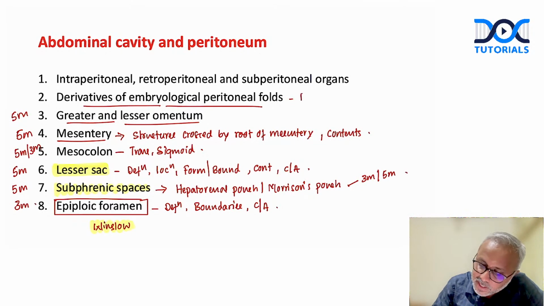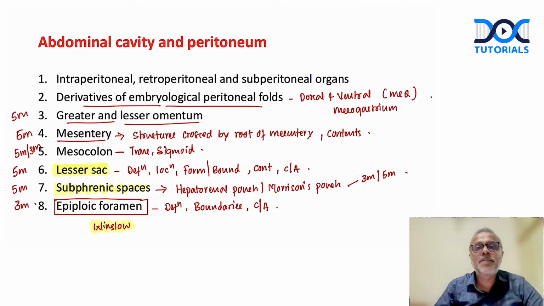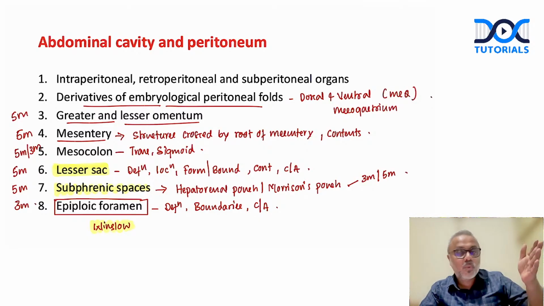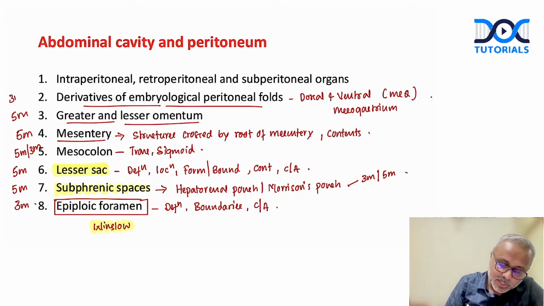Derivatives of embryological peritoneal folds. For example, dorsal and ventral mesogastrium, right? What are the derivatives of dorsal and ventral mesogastrium? This could be again a very important MCQ topic, right? What structures come from the ventral mesogastrium, right? What structures come from the dorsal mesogastrium, right? So could be a 3 marker question or MCQ question.